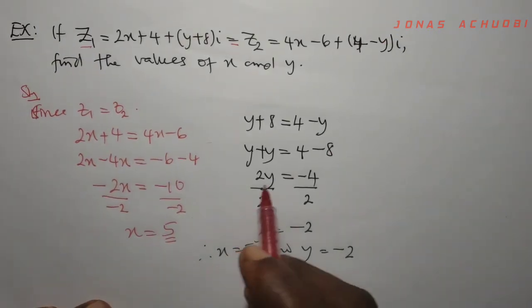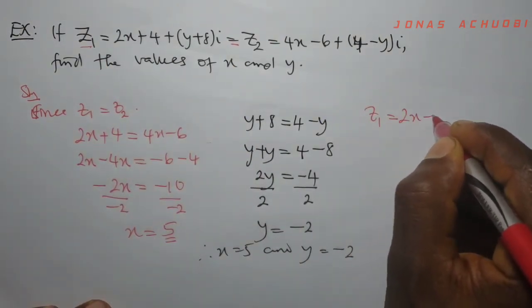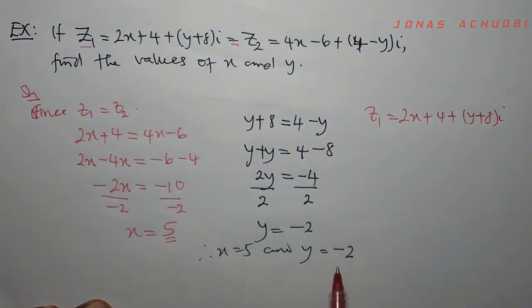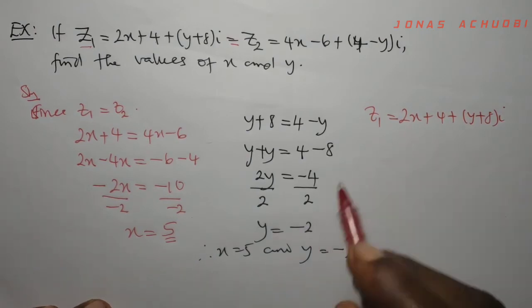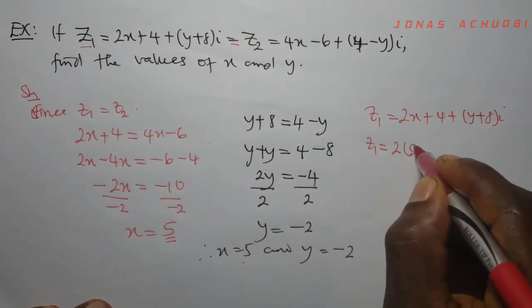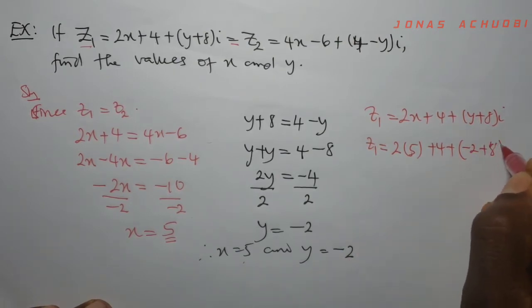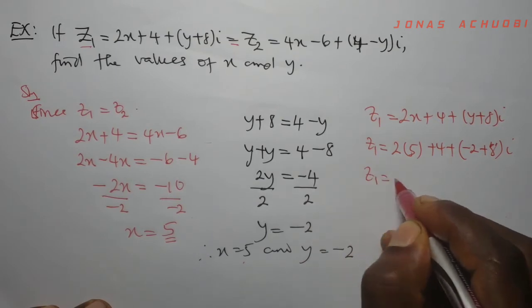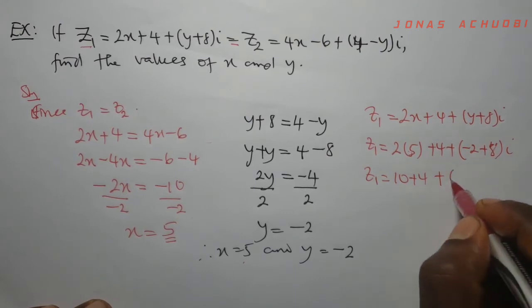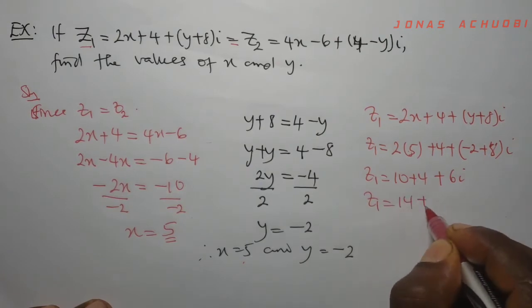Now, with this, we can know what our complex numbers really are. Let us see. We are told that z1 is equal to 2x plus 4 plus y plus 8i. Now x is 5 and y is minus 2, so let's put them in and see what z1 really is. z1 is 2 times 5 plus 4 plus minus 2 plus 8i. So z1 is equal to 2 times 5 is 10 plus 4, plus minus 2 plus 8 is 6i. So 10 plus 4 is 14. Therefore, z1 is 14 plus 6i.